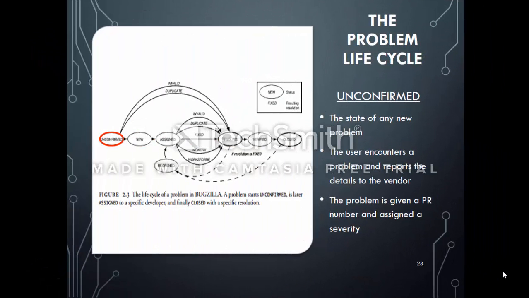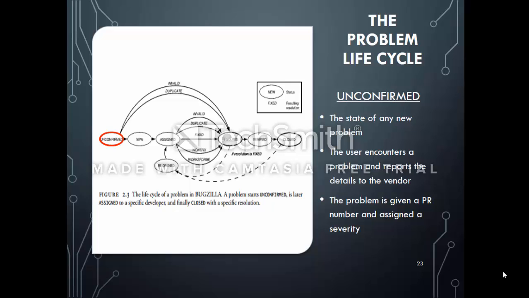Once a problem report has been entered into the database, it must be processed. The following graphic shows the life cycle of a problem in Bugzilla. All problems start out unconfirmed and move through the life cycle to closed. The state of the problem indicates its position in the life cycle.